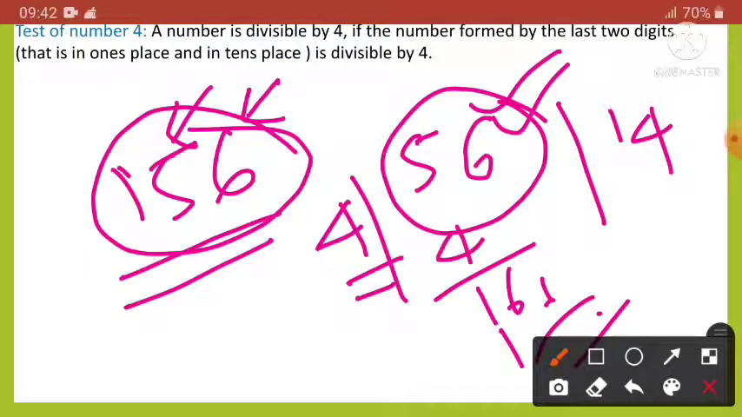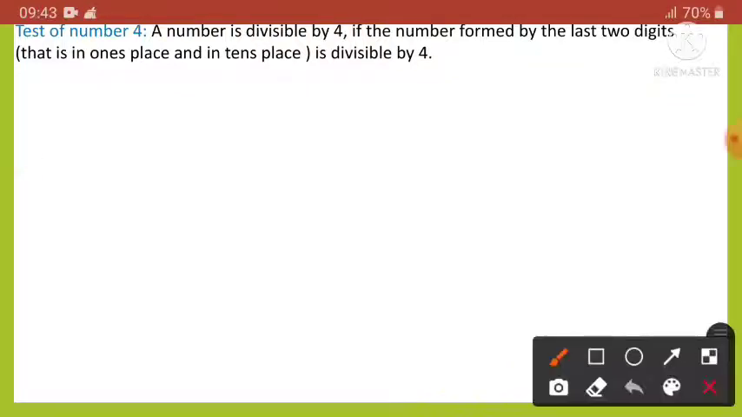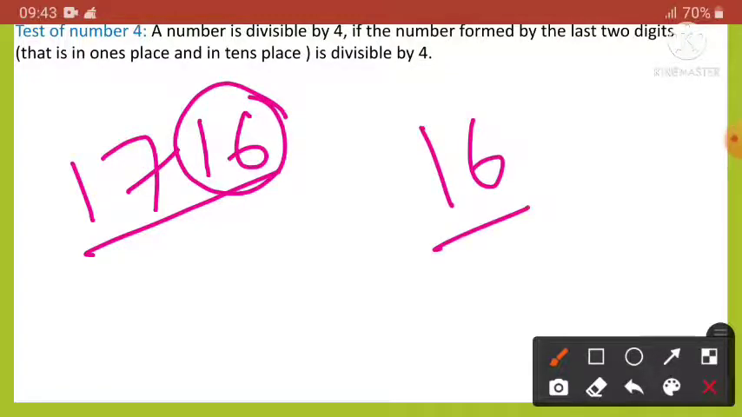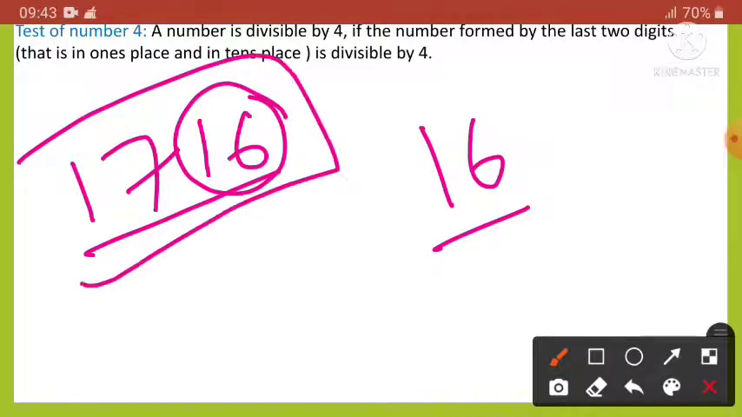So the rule is we have to check the last 2 digits, the ones place digit and the tens place digit. If this number is divisible by 4, then we can say that the whole number is divisible by 4. Like suppose I am taking 1716. To check the divisibility test of 4, we have to take the last 2 digits. Here it is 16, and we know 16 is divisible by 4. Then we can say exactly that 1716, the number, is divisible by 4.